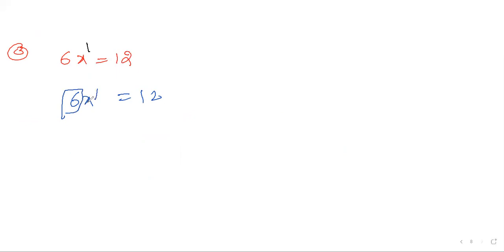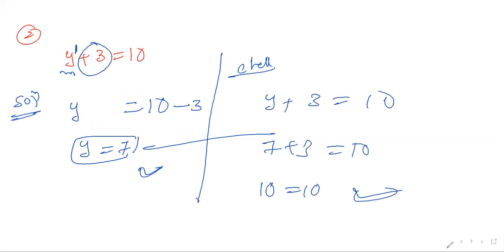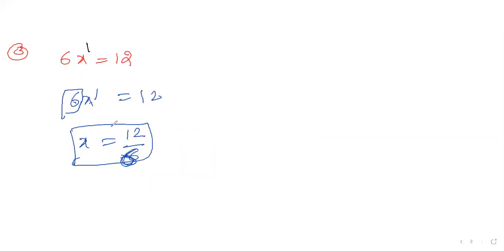I don't want the 6 actually. I want only the x value. So 6 is multiplying with x. If it goes to that side, it's division. Many times I told you, please apply our mindset. X is multiplying with this. If you go to that side, it's division. It should not be addition or subtraction. The previous case was different; there it was adding, so you go for subtraction. Now here it is multiplication, so you go for division. x is equal to 12 by 6. 6 ones are 6, 6 twos are 12. The answer is x is equal to 2.